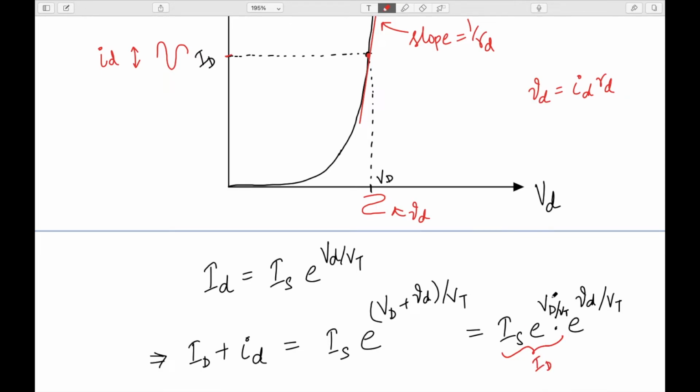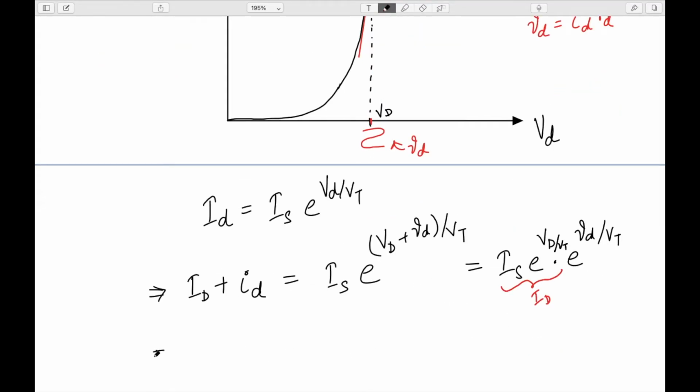Right, because for a voltage Vd, the DC current that is flowing through this diode is ID. This is the ID for a DC voltage Vd. So this implies my ID plus small id will be equal to this ID e power vd by Vt.